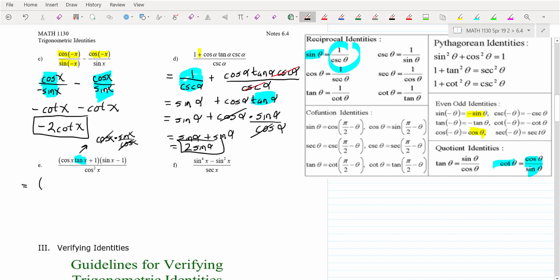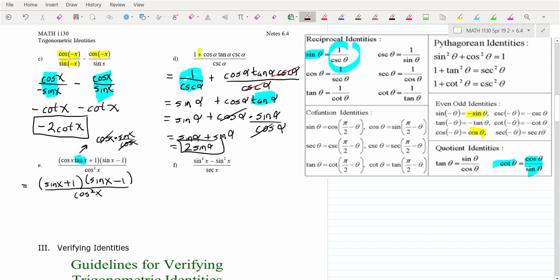So anyway, you would end up having sine x plus 1 times sine x minus 1. Okay, and if you see something simple like that, you can do that in your head. So that gives you that. And then that's going to be all over cosine squared x like that.